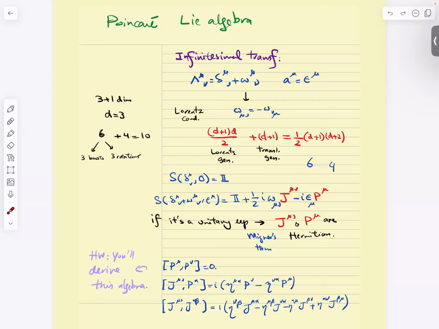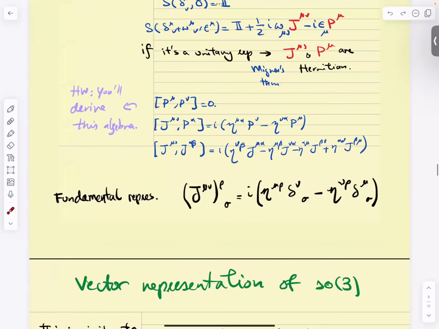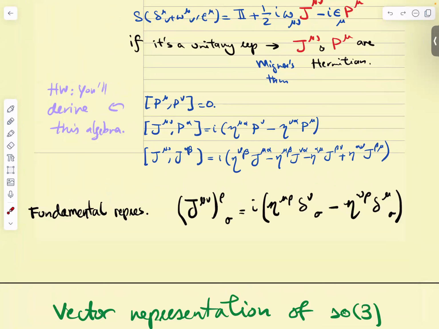If you're talking about a unitary representation, you're talking about Hilbert spaces, so these guys better be Hermitian. All right, so what's the Lie algebra? You will derive this Lie algebra as a homework problem, but basically the idea is this. The translations commute. You can convince yourself of that. So what is J mu nu? Let's see if you can follow this. What is J0I? Boost in the I direction. What is JIJ? Rotation in the IJ plane, right?